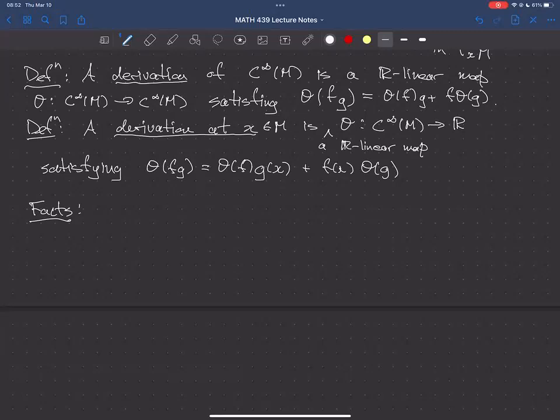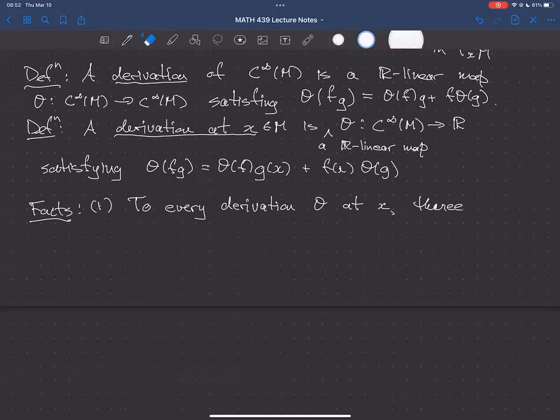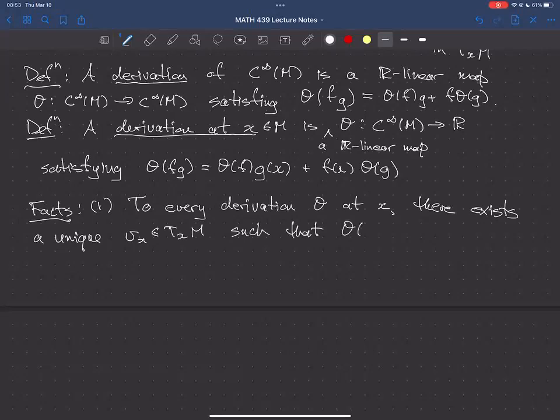So, to every derivation theta at x, there exists a unique tangent vector, which I'll call Vx, in the tangent space at x, such that theta of f is equal to df at x paired with Vx.